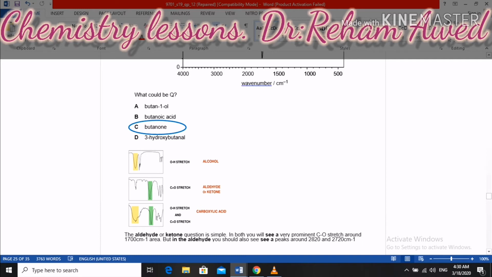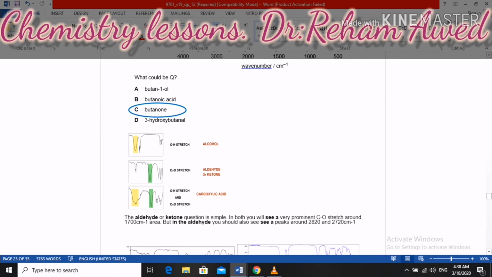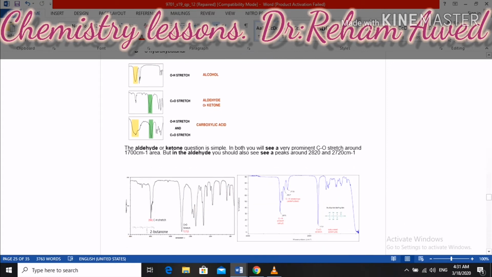So aldehydes or ketones we can identify from them, and we just need to differentiate between aldehydes and ketones. In the case of aldehydes and ketones, we can differentiate between them from bands around 1700. How?